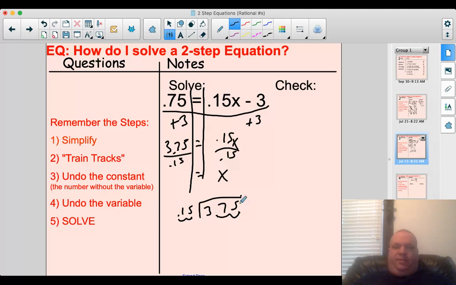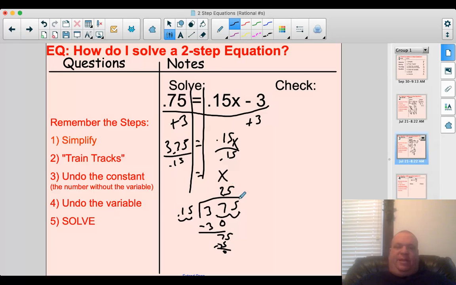All right, so now it's 375 divided by 15. Does 15 go into 3? Nope. It does go into 37 2 times. 2 times 15 is 30, 7 left over, bring down the 5. And 15 goes into 75 exactly 5 times. There's nothing left over. Okay, so I get 25.